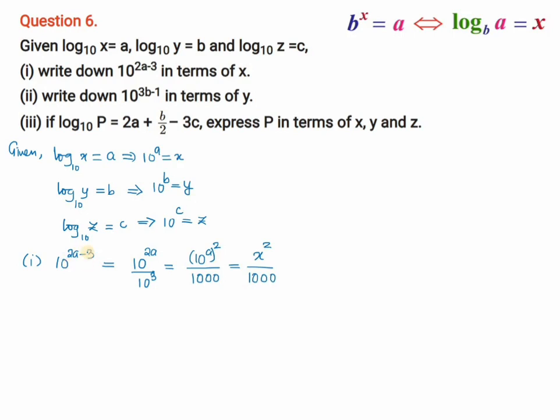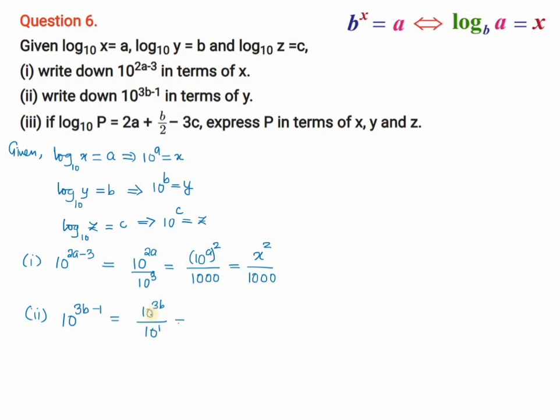We have to express this in terms of x. That's what we have done. Let's see the second part. Second part is also similar. So it is write down 10 to the power 3b minus 1 in terms of y. So we have 10 to the power 3b minus 1 is equal to 10 to the power 3b by 10 to the power 1.